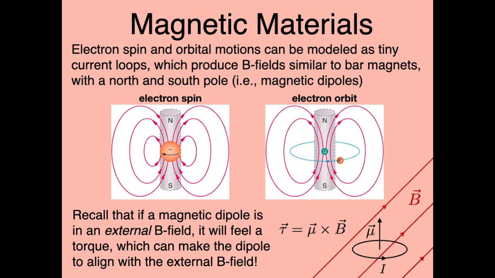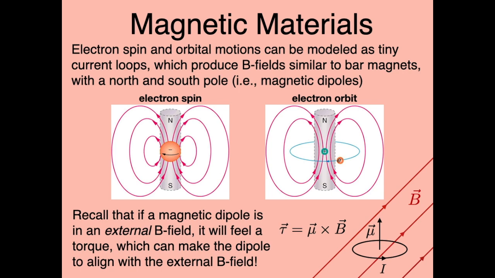All right, so I want you to remember something that happens when we have a magnetic dipole, so a little loop of current, in an external B field. This is something we talked about way back in chapter 27. If you have a magnetic dipole in an external B field, it feels a magnetic torque. So it's going to be twisted. It's going to be made to rotate. So take a look at the picture at the bottom of the screen.